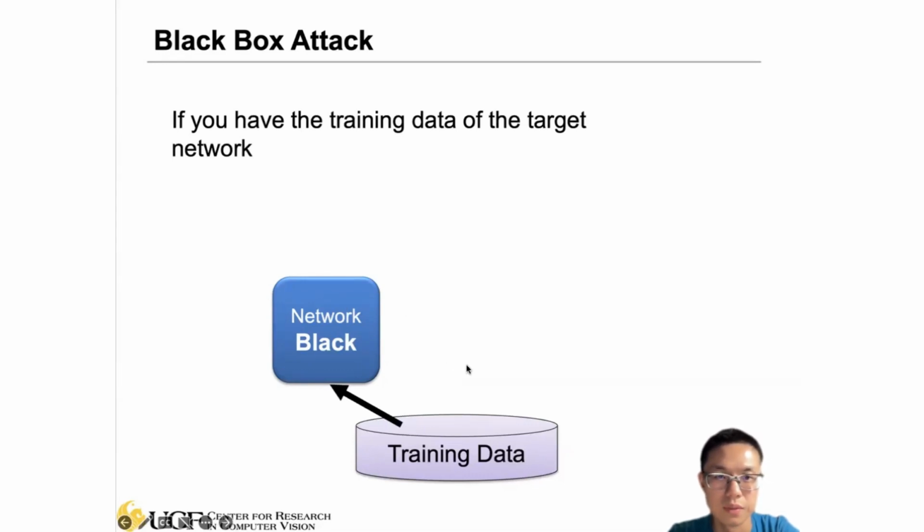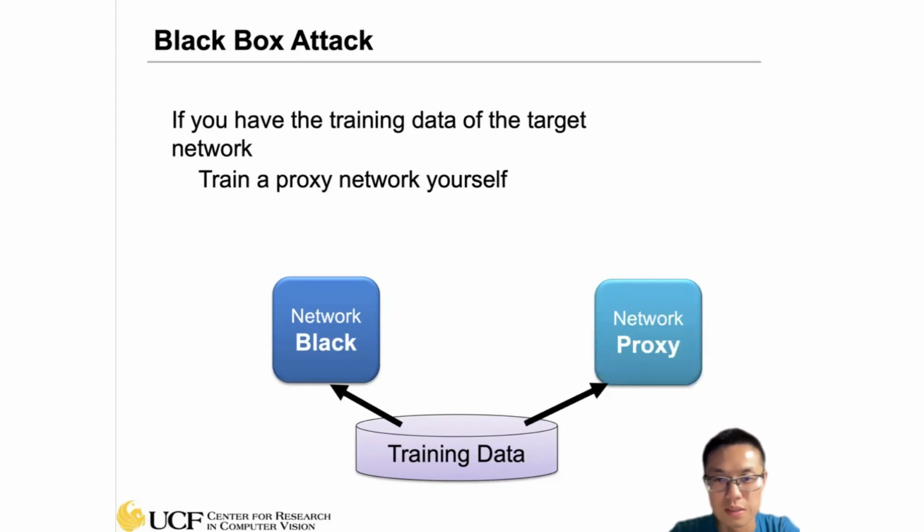But let's say you have access to the training data of the target network. Maybe you know that this network is trained on ImageNet, and because ImageNet is publicly available, you can gain access to their training data. So in this case, you can say, I don't know the network, but that's okay. What I can do is generate a proxy network, in other words, a surrogate network.